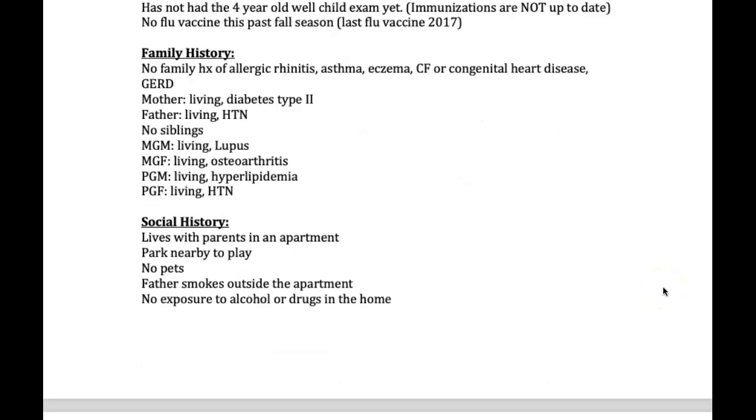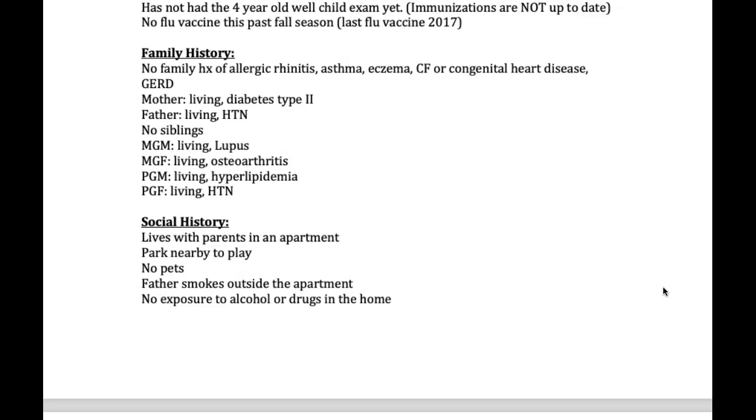So again, not only is it important to find out about personal history that might be related to that chief complaint and differentials, but family history plays an important role as well. So it's important to note that there was not a family history of allergic rhinitis, asthma, eczema, atopic dermatitis, cystic fibrosis, congenital heart disease, or GERD. Remember, family history, we're going to take it all the way back to grandparents, so parents, any siblings, and grandparents on both sides. So you don't need me to read that here for you, but you can see the family history listed for this child.